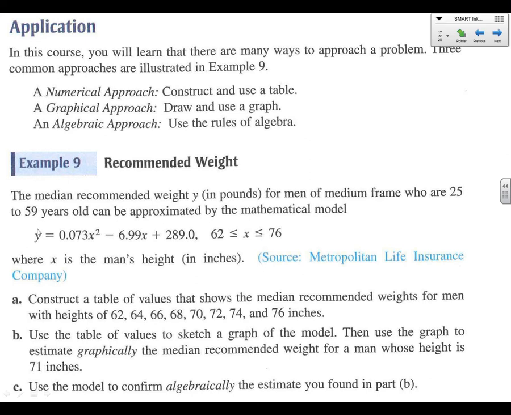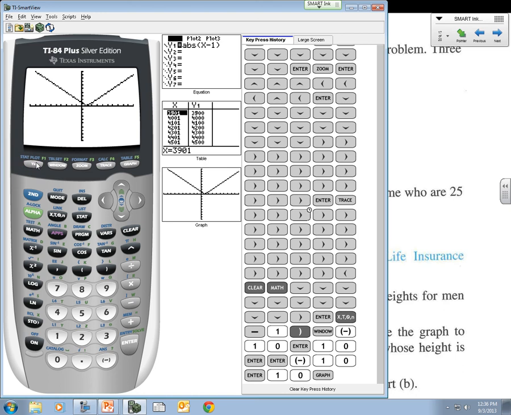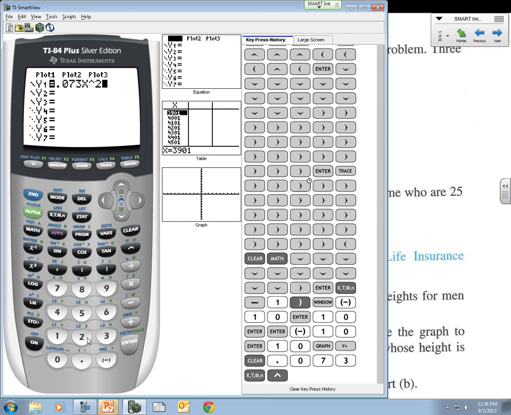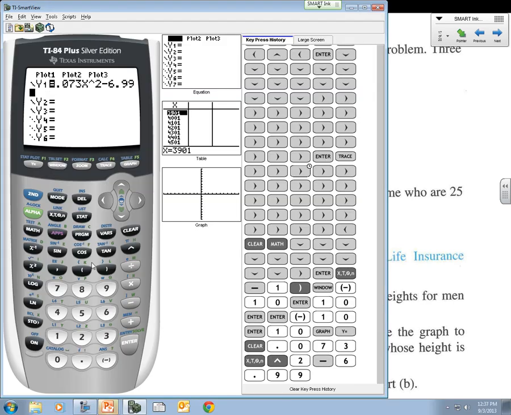So we have this equation for the median recommended weight for men from 25 to 59 years old. Let's construct a table of values first here for 62, 64. That sounds kind of tedious to do by hand, so I'm going to let the calculator help us. Let's go plug this in. Y equals, let me clear this off, 0.073x squared minus 6.99x plus 289.